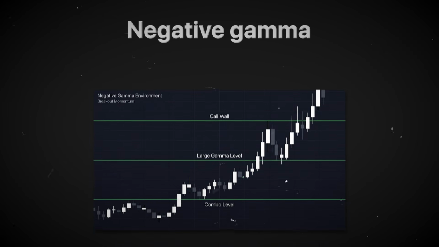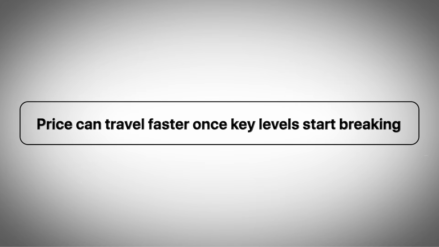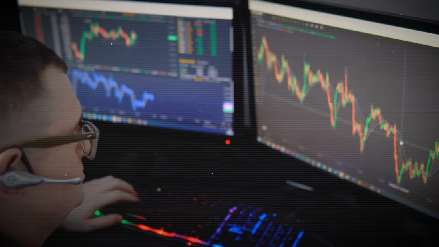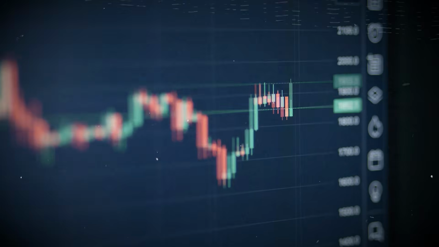In a negative gamma environment, the market behaves very differently. Moves can become more aggressive, breakouts can extend harder, and price can travel faster once key levels start breaking. So instead of a level just causing a pause, it can become the starting point of a much larger move. That is why these levels are so useful. They do not just show you where price might react, they also give you context for how price is likely to behave around those levels.